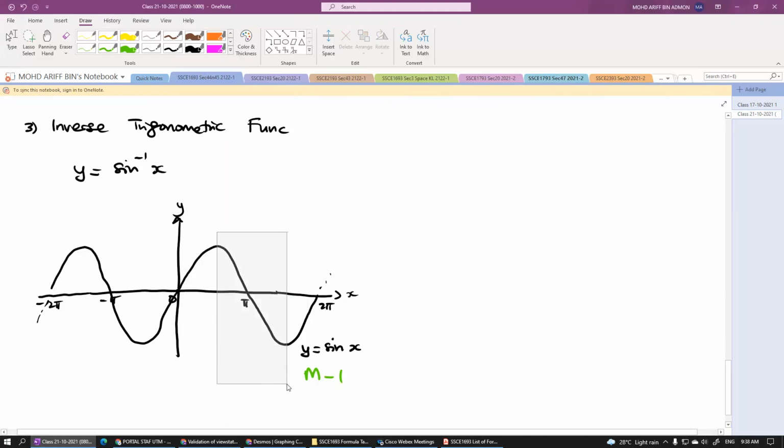Is it correct? Can negative pi over 2 also be taken, sir? So let's say I want to take from here. Here pi over 2, here negative 3 pi over 2. Just from here to here. Is it now 1-to-1? Yes. If I take not just until 3 pi over 2 but also here, is it 1-to-1?